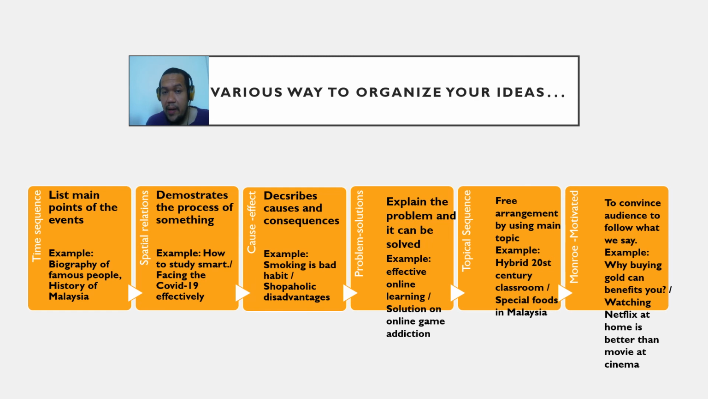It's different from other techniques, because with other techniques maybe we just want to inform or entertain the audience, but with Monroe's motivated sequence we want to convince or persuade the audience to follow what we say in our speech. For example, a speech on why we should buy gold nowadays, or why gold can benefit you, and why we need to watch Netflix at home compared to watching a movie in the cinema. So you will talk about the advantages, and there is a certain way that I'm going to explain in detail when we learn about persuasive speech.